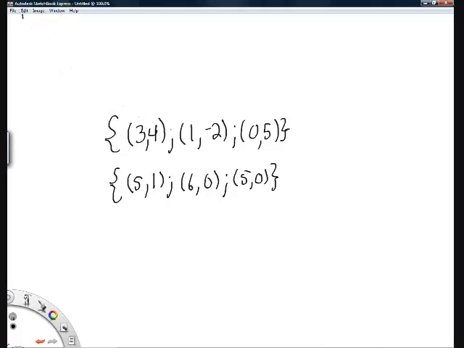I mentioned that you could do a mapping. A mapping looks like this. Here's our x's, here's our y's. And we can map 1 to 5, 2 to 7, and that is a function.